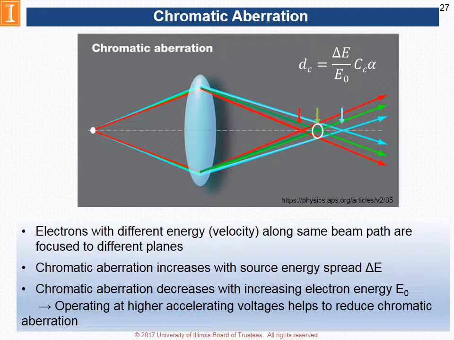The disk of least confusion for chromatic aberration is determined by this equation. We can see that it is proportional to the energy spread delta E, but inversely proportional to E0, which is the beam energy set by the accelerating voltage. This means chromatic aberration increases with source energy spread delta E and decreases with increasing electron energy E0. Therefore, operating the microscope at higher accelerating voltages will help to reduce chromatic aberration.